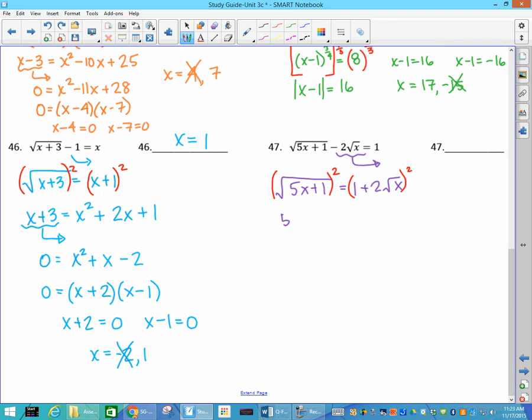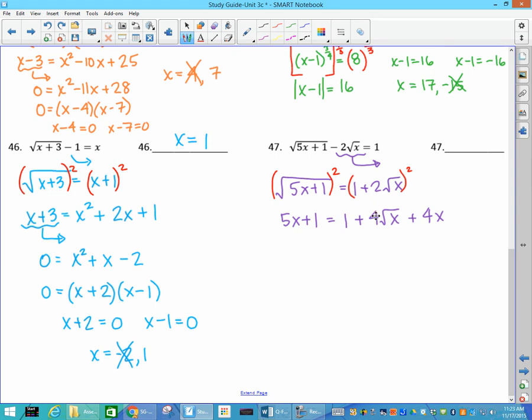So on the left side, I get 5x plus 1. And on the right side, I square the first term, keep the sign, multiply them together, and then times 2. So that's 4 square roots of x. And then I square the last term. When I square that thing, I have to square the 2, and square the radical. So that's what I get.